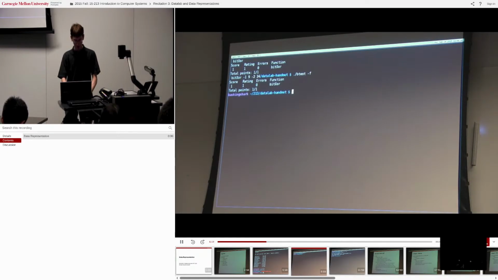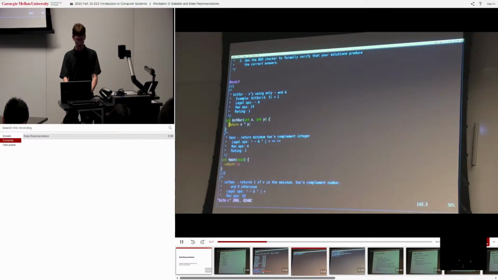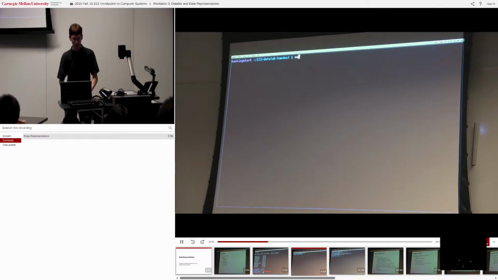So we could do the same thing if we reopen bits.c. Say now that I've realized from the DLC checker that this is not a legal way to do it, so I'm going to try it just by doing this instead. I'll just bitwise and them, because that's a legal op and it's less than 14 of them. So I do that, and then we need to remake so that we'll recompile the program.